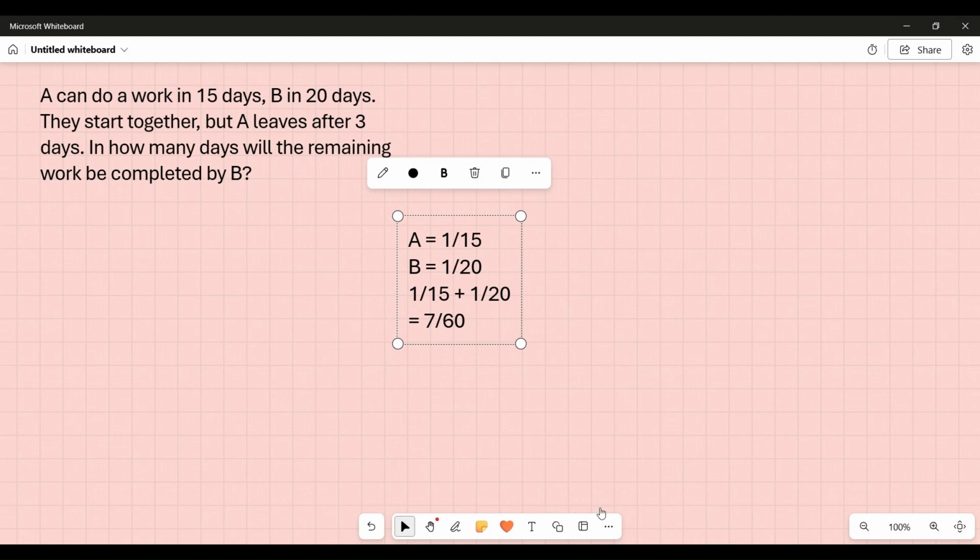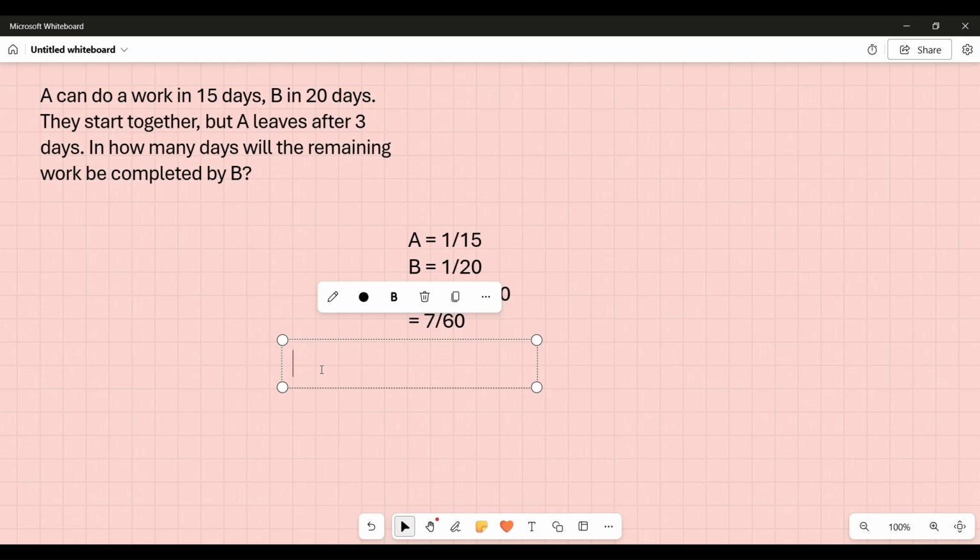Okay, now we will find the work done by both A and B in 3 days. The work done by A and B in 3 days will be equal to the amount of work done by both in one day, which is 7 upon 60, into 3. So it will be equal to 7 by 20. After calculating it, the answer will be 7 upon 20.